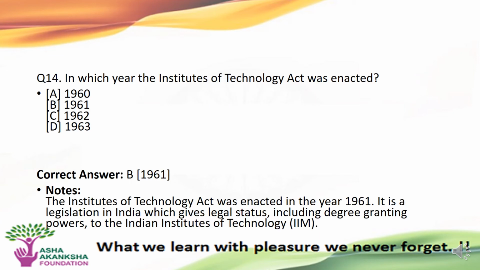The next question is, in which year was the Institutes of Technology Act enacted? Options are A. 1960, B. 1961, C. 1962 or D. 1963. The correct answer to this question is option B. That is, in 1961, the Institutes of Technology Act was enacted.